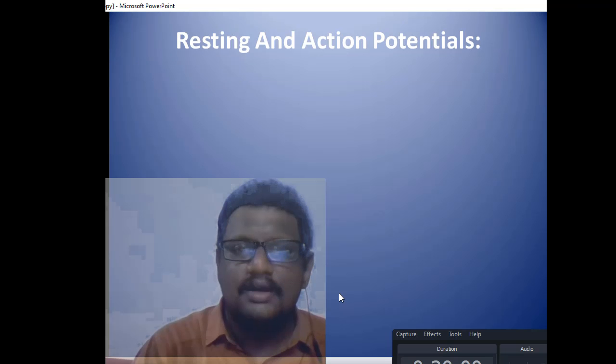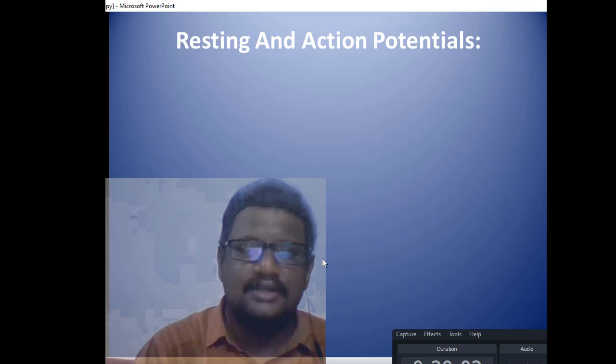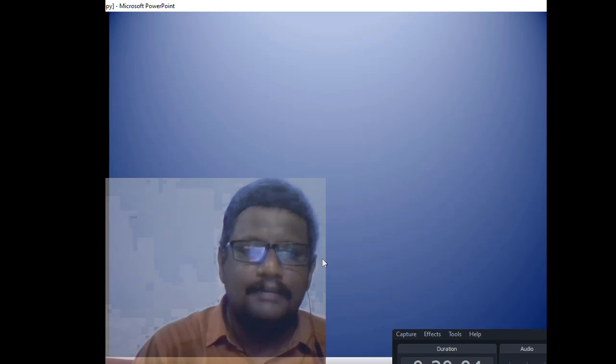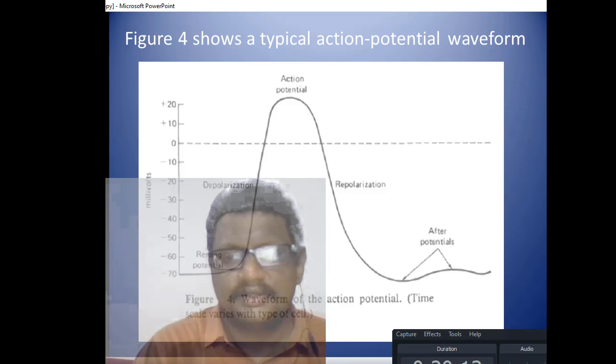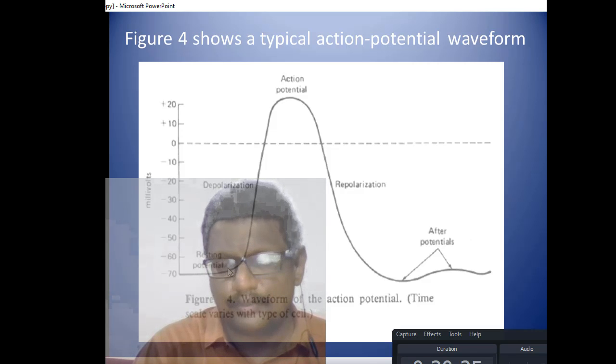With this, what is a resting potential and what is an action potential? Before going into the complete theory, let us see the final outcome in a graph. What happens in a resting potential and action potential? Suppose the cell is in a resting state. In the resting state, the cell inside is more negative and outside is more positive. When something excites the cell, we can understand this first and go into the details later.